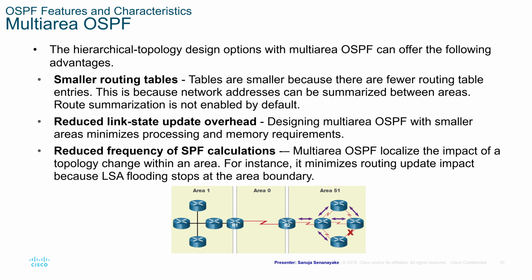Reduce link state update overhead. Designing multi-area OSPF with smaller areas minimizes the processing and memory requirements of each of those routers. Reduce frequency of SPF calculations. Multi-area OSPF localizes the impact of a topology change within an area. For instance, it minimizes routing update impact because LSA flooding stops at the area boundary.